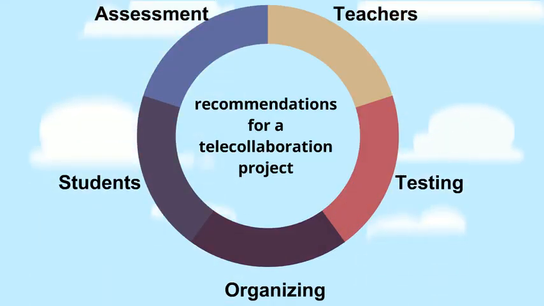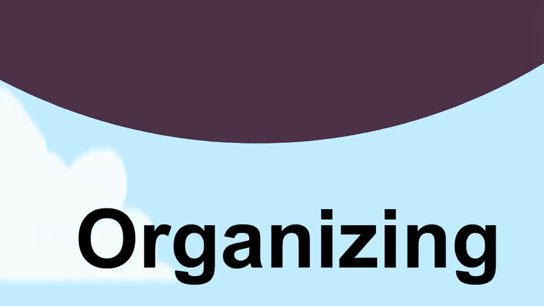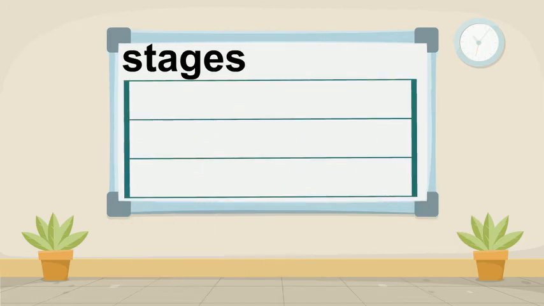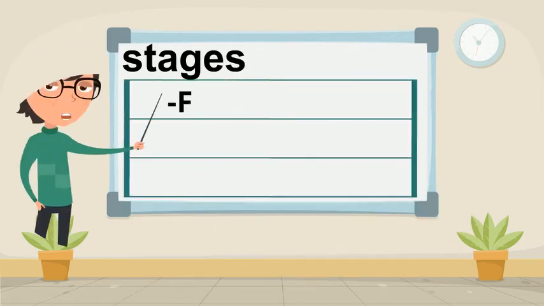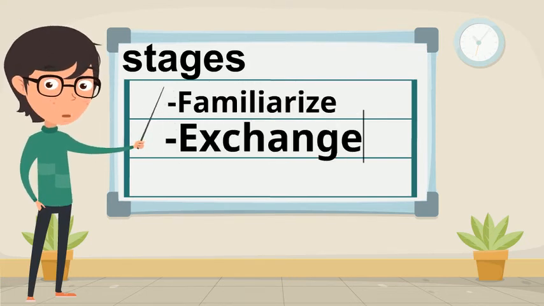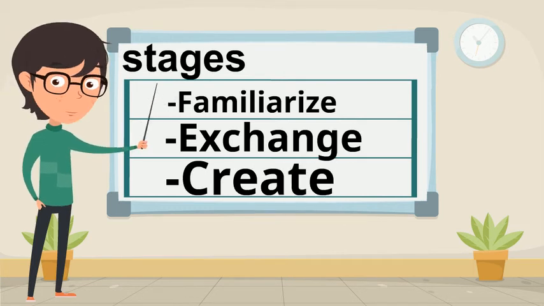Third, organization. Planning is one of the most important parts of telecollaboration activities. The project needs to be divided in different stages where learners familiarize with partners, online networks, and tools. At the same time, they can exchange information and they can collaborate to create knowledge.